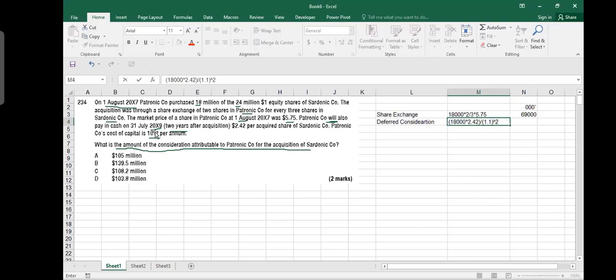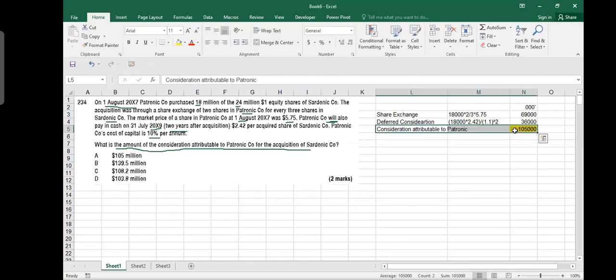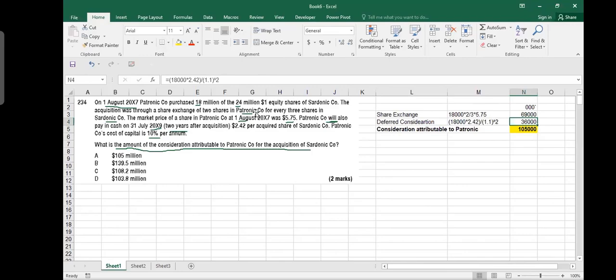and your discount rate is 10%. If it had been 8%, we would have used 8%. And now we put it here, and let's see what number comes in. So it's 36. You make a total, and it gives you 105 million. This is your answer. So it means the consideration attributable to Petronic: Petronic company will pay 105 million to acquire 75% of Sardonic. Pretty simple question, not very difficult, not very technical.